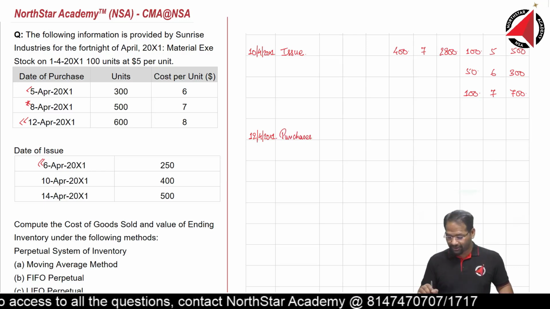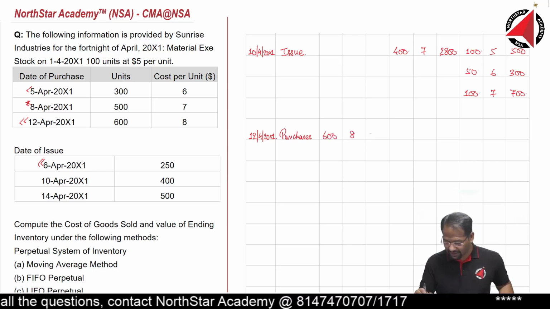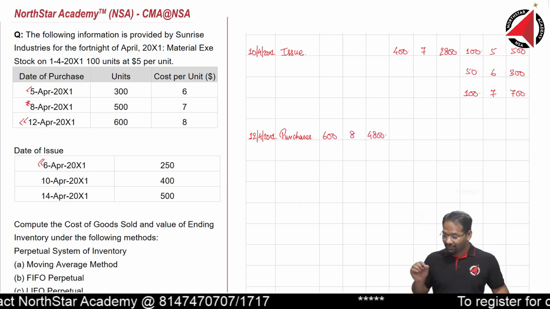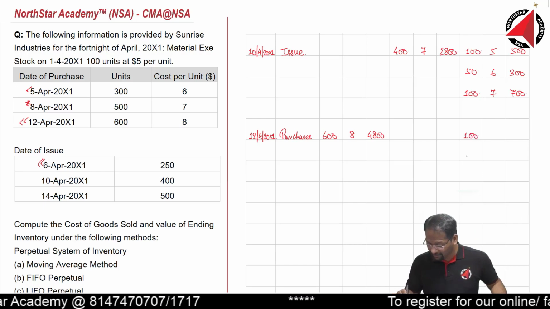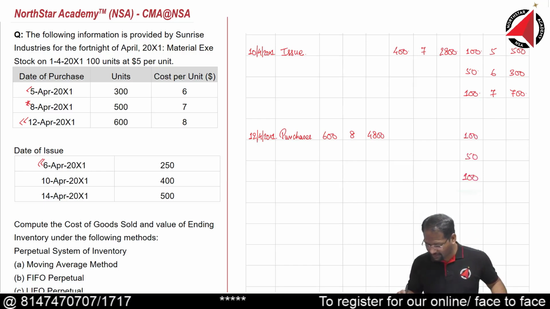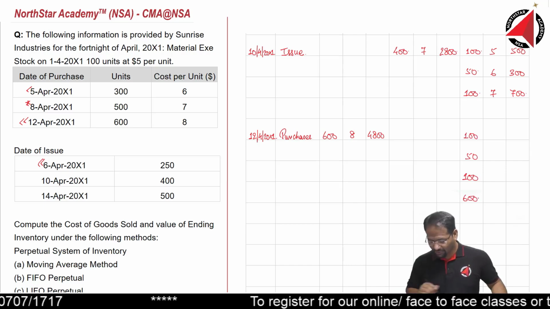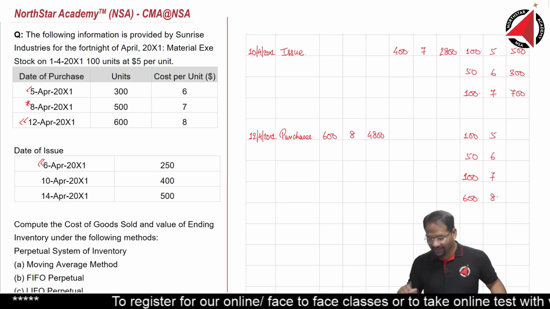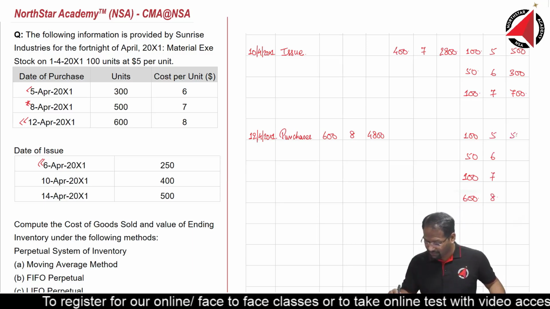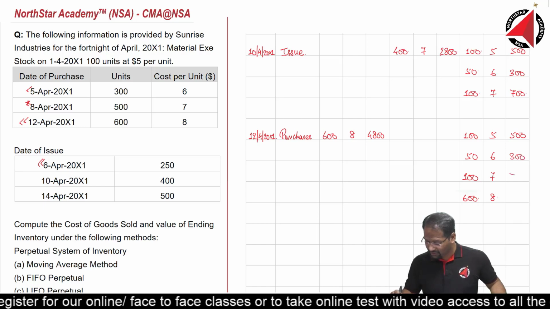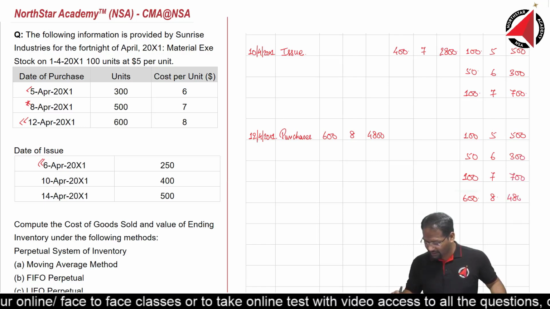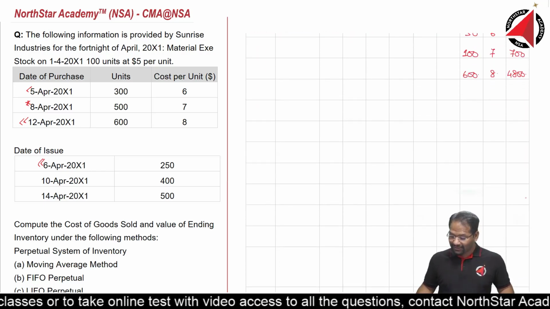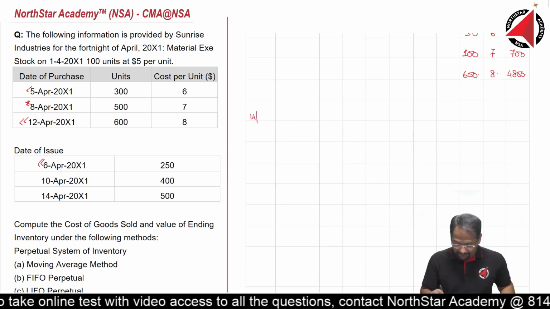600 units we have purchased. So 600 units at the rate of $8, $4,800. In the balance, it will become a little long here now. So it will be 100 units, 50 units, 100 units, and the last one 600 units at the rate of $5, $6, $7, and $8. Amount would be 500, 300, 700, and 4,800. Comfortable? Yes. Let's go on to the last date, 14th of April.